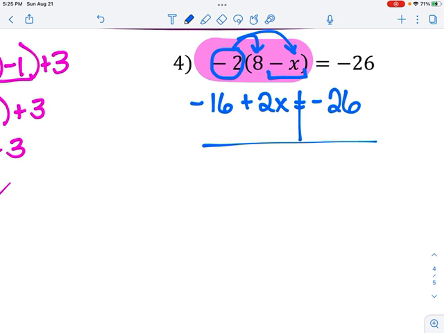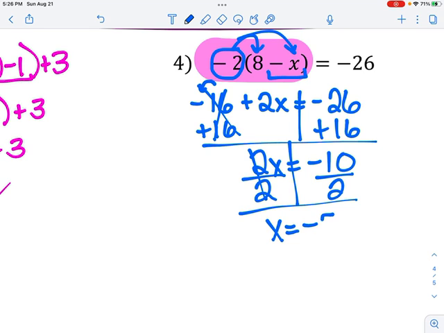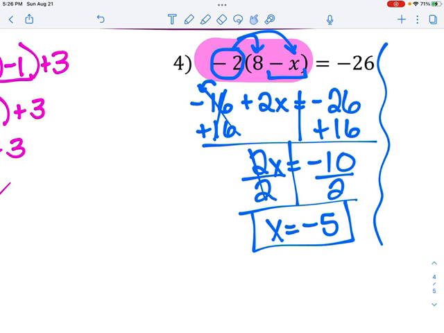So the least connected this time is the 16. I look in front of the 16, it's a negative, so I am going to add 16 to both sides. That's going to bring down a positive 2x. Negative 26 plus 16, that's going to give me a negative 10. At this point, I have 2 times x, so to undo that, I divide by 2. And that's going to leave me x equals negative 5. Here's the check, so we can look at that.